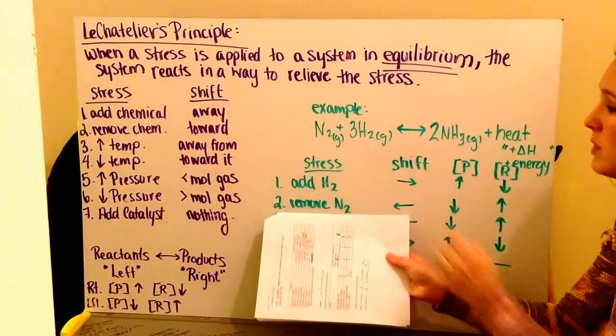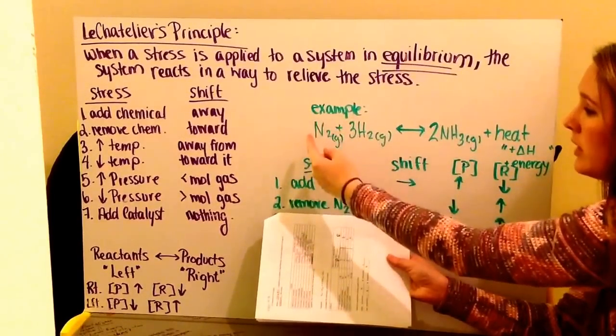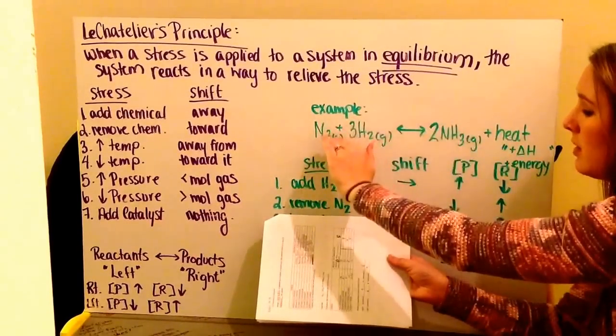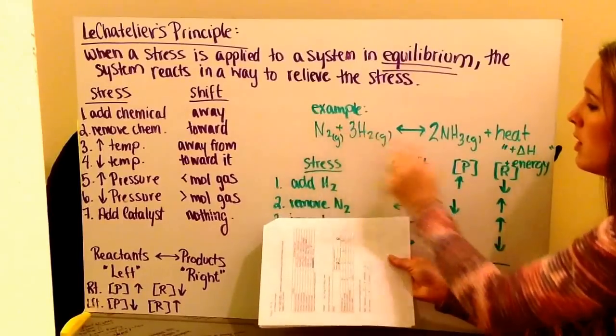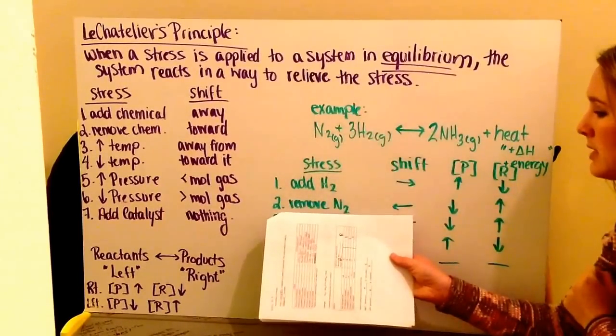If I remove N2, so I take away my N2, that creates a hole here. My equilibrium will shift to the left to fill in the hole, which will decrease the amount of products I have and increase my amount of reactants.